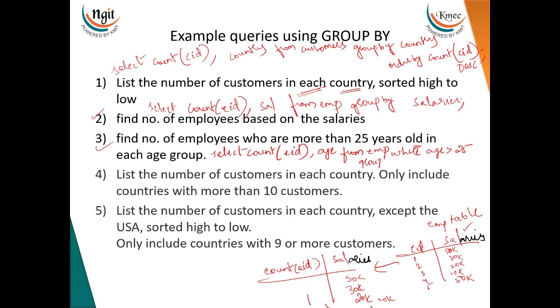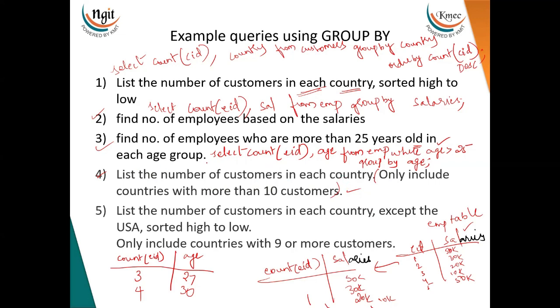Group by each age group, they said. So you have to group by age column. End with semicolon. List the number of customers in each country. So what is the query for it?